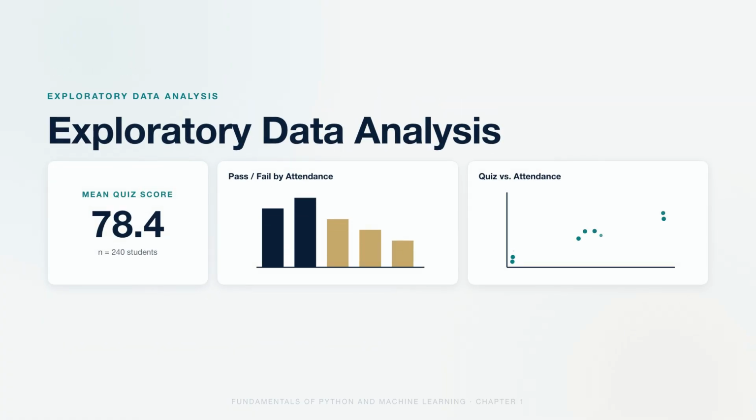Exploratory data analysis, often called EDA, is the process of examining data before building a model. During EDA, we use summaries, tables, and visualizations to understand what the data looks like. We might look for patterns, relationships, outliers, missing values, or unusual behavior. For example, we might create a chart to see whether attendance is related to final grades, or we might calculate averages to determine how different groups compare. EDA helps us understand the dataset before we try to make predictions with it.